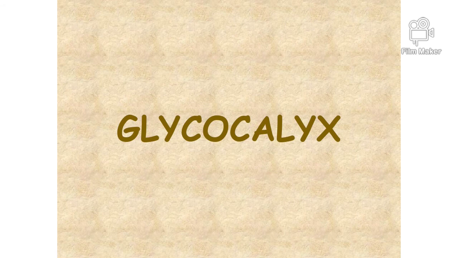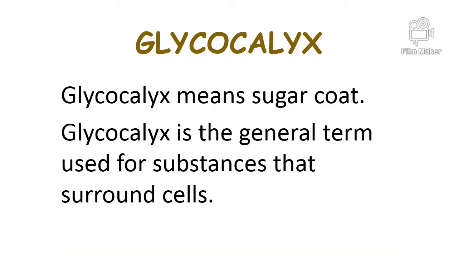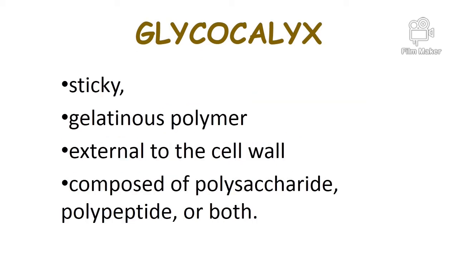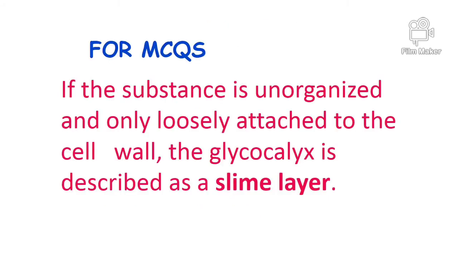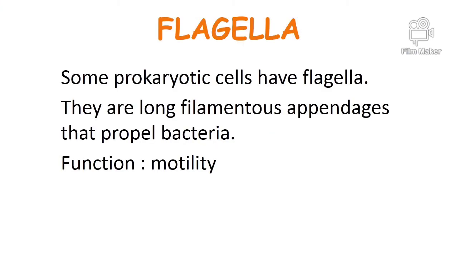Glycocalyx. Glycocalyx means sugar coat. Glycocalyx is the general term used for substances that surround cells. The bacterial glycocalyx is a sticky, gelatinous polymer that is external to the cell wall and composed of polysaccharide, polypeptide, or both. If the substance is unorganized and only loosely attached to the cell wall, the glycocalyx is described as a slime layer.